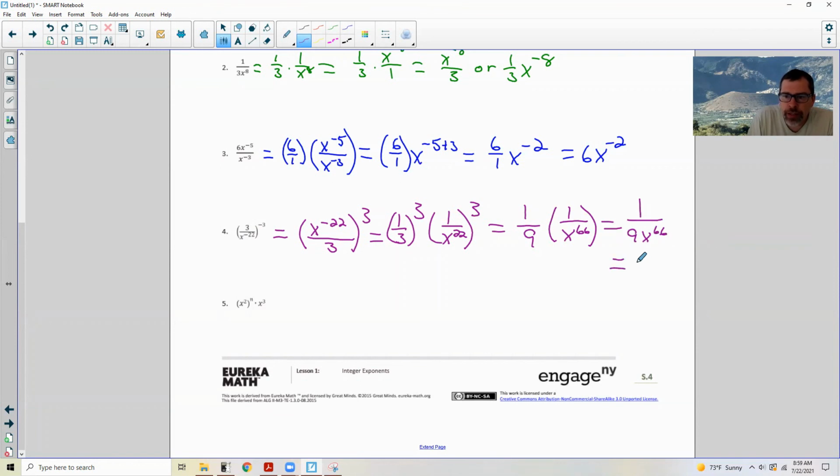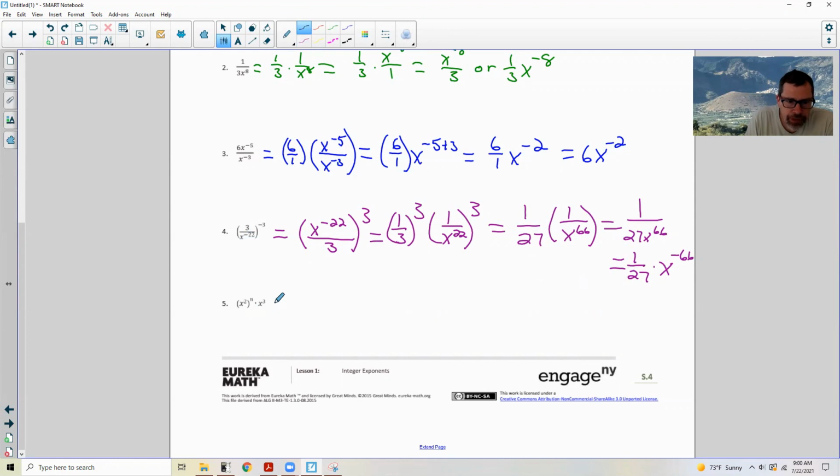Or we could say, take its reciprocal. I just said 9. 3 times 3, it's not 9. 3 times 3 times 3, 3 squared is 9. This should be 27. So this is 27. And this is 27. And how would I know I made that mistake? Put your answer in the calculator, put the original in the calculator, see if they match. Okay, so 1 over 27x to the 66 can be rewritten as 1 over 27 times x to the negative 66.